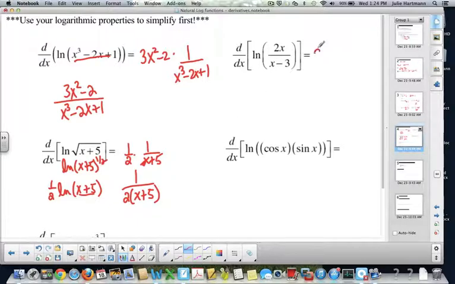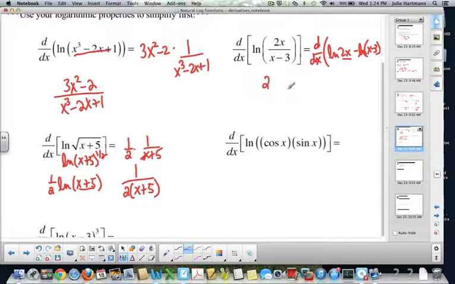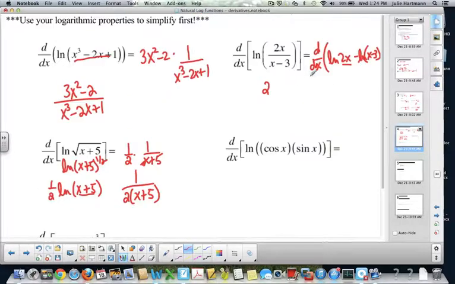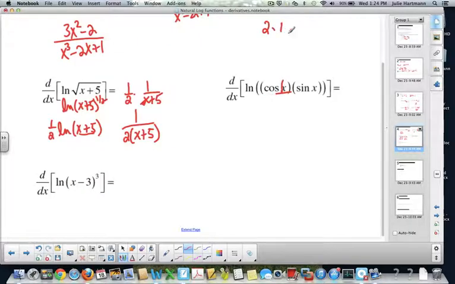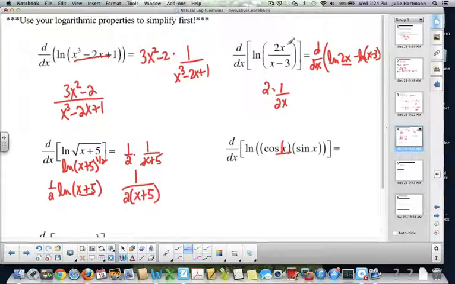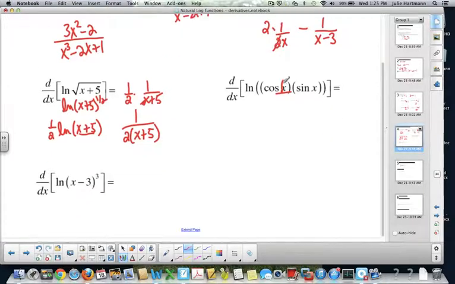With this one, I would rewrite it and do the derivative separately. So ln of 2x minus ln of x minus 3. So derivative of the first, derivative of the inside is 2 times, derivative of 2x is 2, and then derivative of ln is 1 over 2x. This pen is not working great right now, sorry. And then minus the derivative of x minus 3 is 1 times 1 over x minus 3. So you get 1 over x minus 1 over x minus 3.